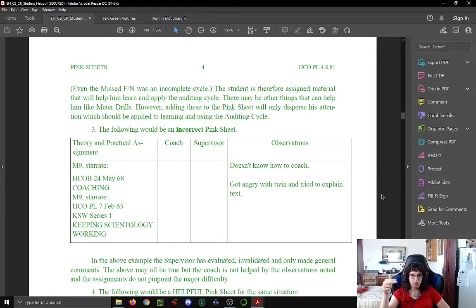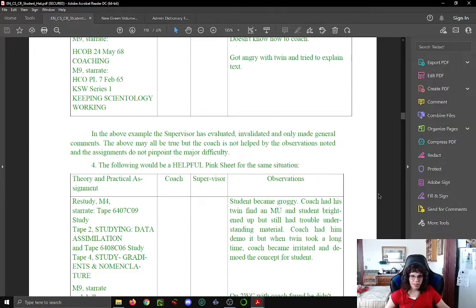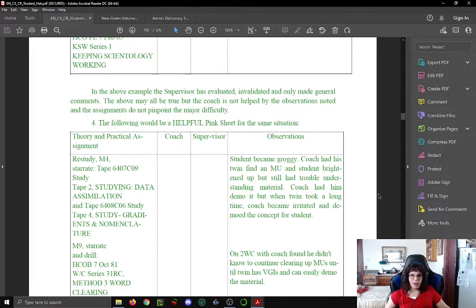You got your M9 star rate on a KSW Series 1. We've already read that one. Observations: doesn't know how to coach, got angry with twin, and tried to explain the text. Explaining the text, that's verbal tech. In the above example, the supervisor has evaluated, invalidated, and only made general comments.